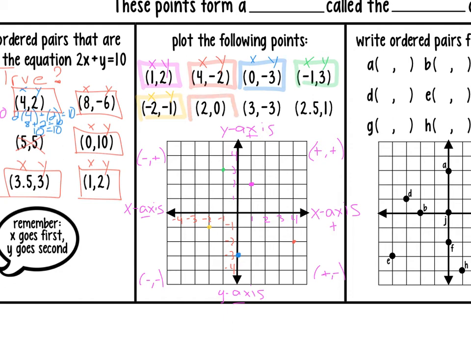Next we have 2, 0. So our x is 2, our y is 0. So from the origin, we're going to shift right 2 and up 0. So we're right on top of our x-axis.